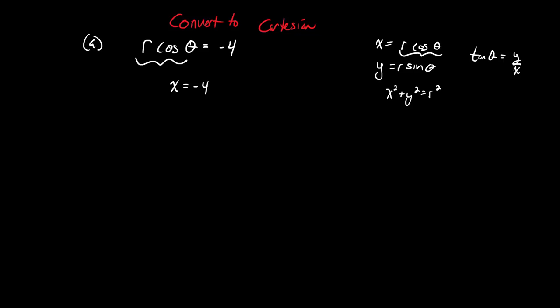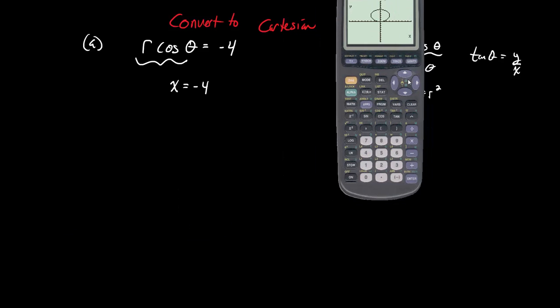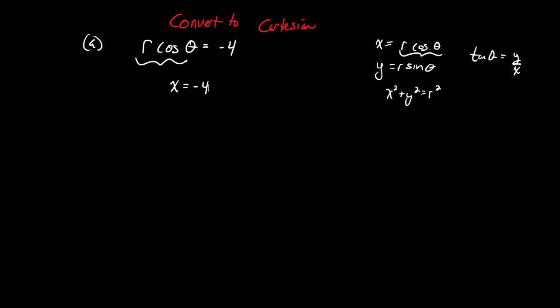Let's go ahead and take out that calculator and see what happens if I try to graph this. Before, there was no way for me to graph x equals -4, but how could I graph this? I'll graph this by solving for r. I'm just going to divide by cosine of theta on both sides. So r is equal to -4 over cosine of theta.